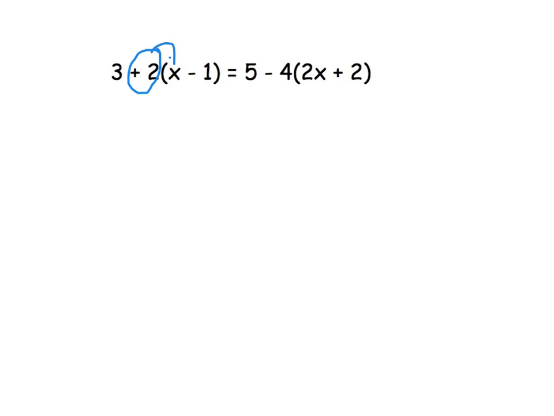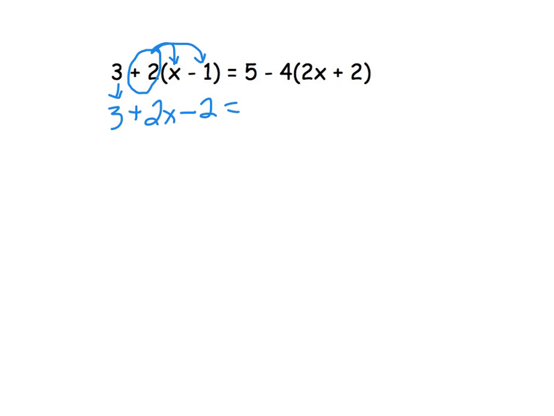So on this first side, I'm going to do 2 times x and 2 times -1. That gives me 2x minus 2. I'm going to go ahead and bring down all the other terms on that side. Now, what do I do for a sign here? I had positive 2 times x, which is positive 2x, so I put my positive with it.